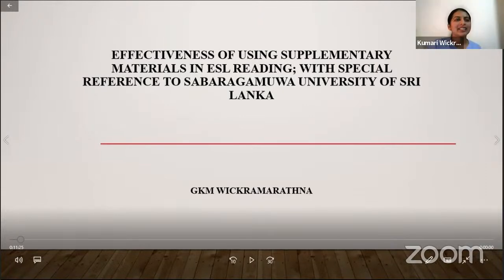I just took the quantitative value and I didn't ask for the perception of the students on the use of these supplementary materials. And further, I didn't pay attention to the perception of lecturers as well. Only their competences have been valued.